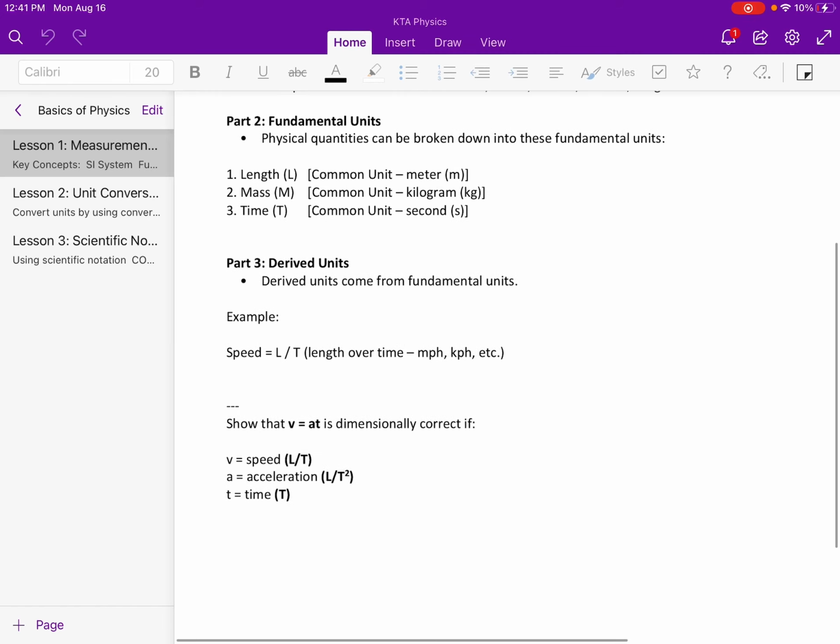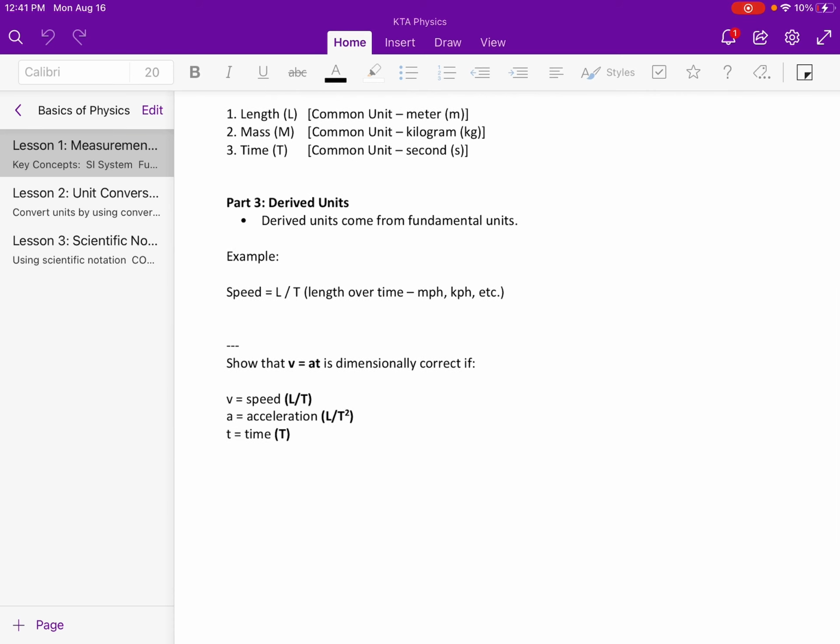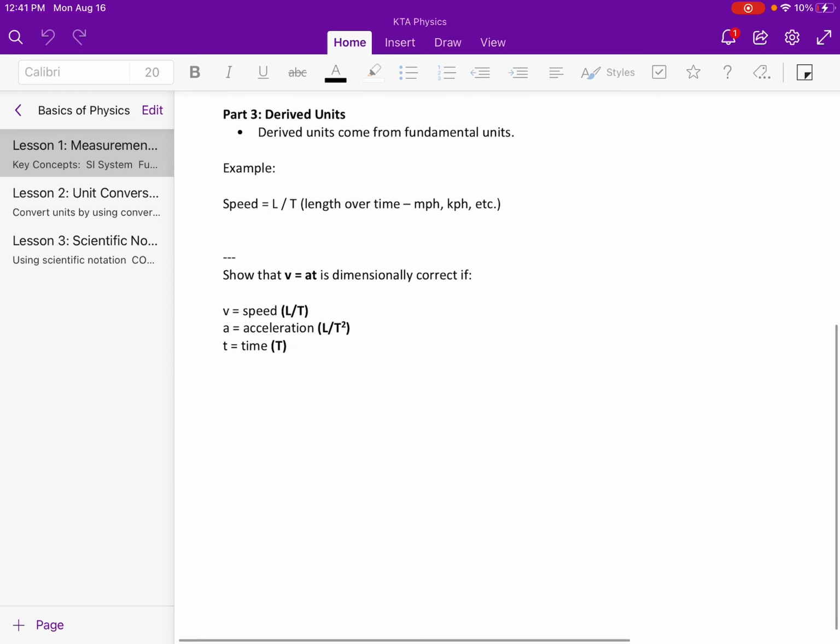The fundamental units, the physical quantities can be broken down into these units. So any unit that you'll find can be length, mass, or time, typically. And a common unit for length is meter, and a common unit for mass is kilogram, and a common unit for time is second.